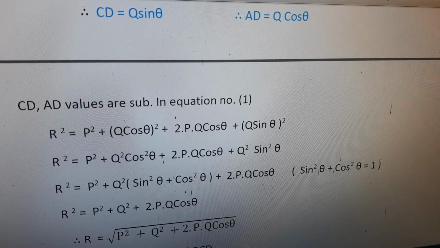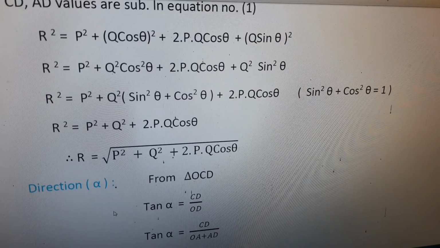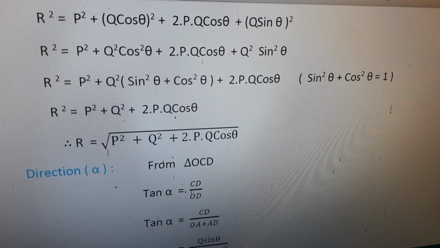But since sin square theta plus cos square theta is equal to 1, now we can write the equation R square is equal to P square plus Q square plus 2PQ cos theta. Therefore R is equal to under root of P square plus Q square plus 2PQ cos theta. So this is the resultant vector magnitude equation: R is equal to under root of P square plus Q square plus 2PQ cos theta.